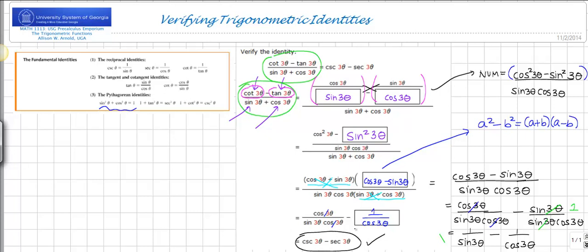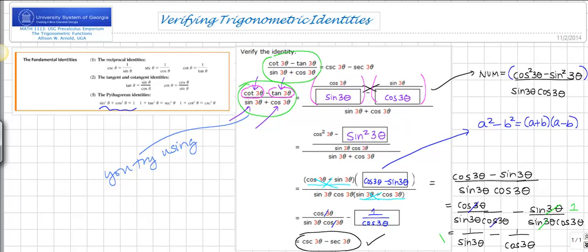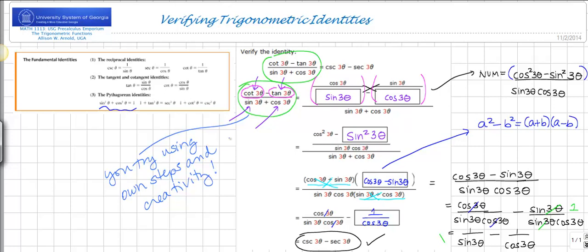Now guys, these take practice, and again, I suggest that you take the left-hand side and you try it on your own, using your own steps and creativity, and see if you can get to the same place. That is excellent practice for verifying identities. And then of course you can come back to these where you have to work within the strict parameters of what to put in the boxes.